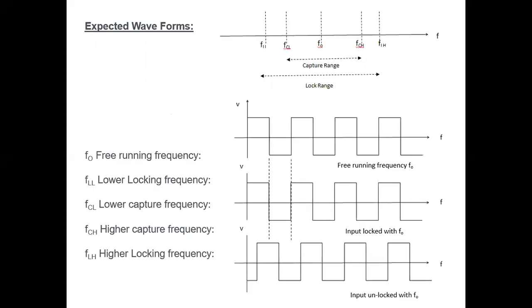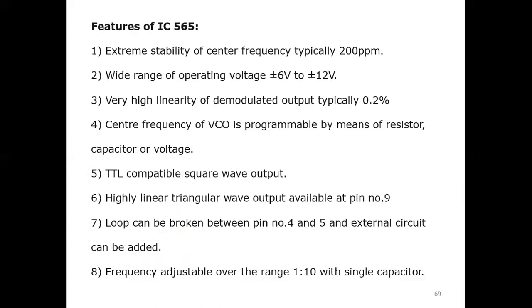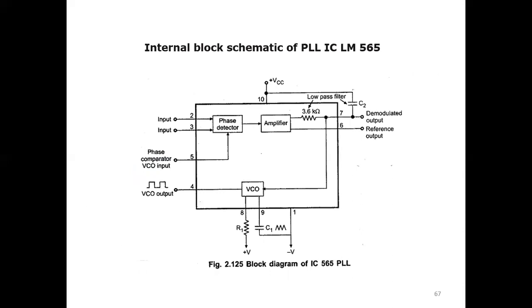These are the expected waveforms at the output side: free running frequency, lower locking frequency, lower capture frequency, higher capture frequency, and higher locking frequency. These are the applications and the internal block diagram explanation of the monolithic PLL IC.